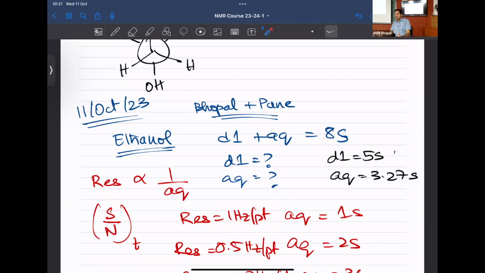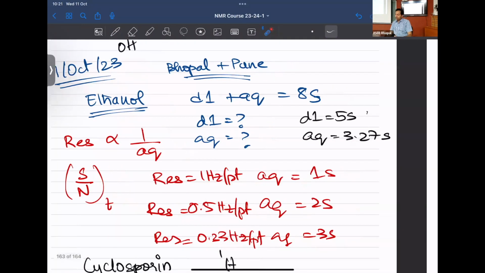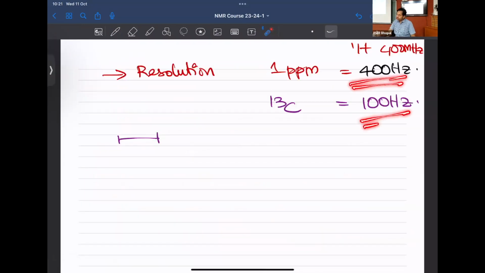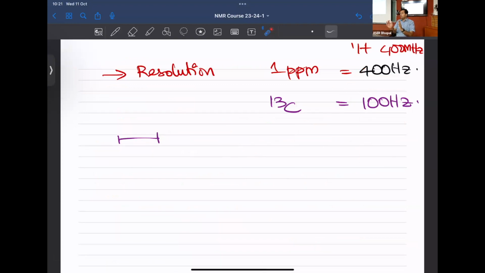Correct? So let's say that we picked something like this for ease of math. Within 1 hertz, you have 2 points, 0.5 hertz per point. So 2 points per hertz. And if you end up taking 1 ppm for both, how many points are going to be there? This will have 800 points. This will have just 200 points. So within 1 ppm, you will have a better resolution in the proton than the carbon. This is the natural way things work due to the gyromagnetic ratio.